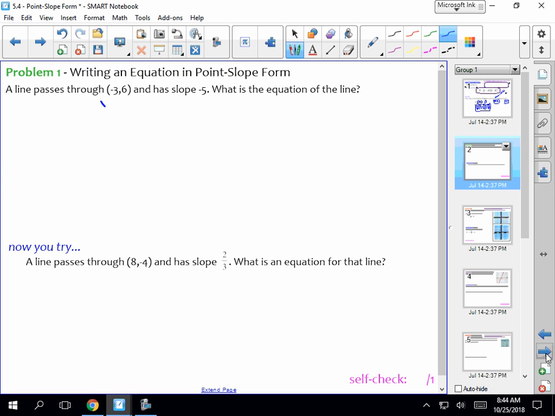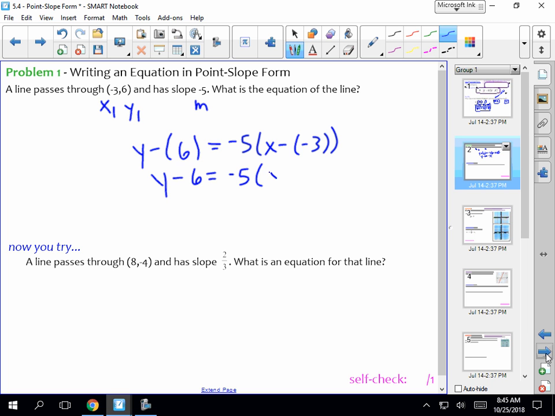So this is my x1, this is my y1, this is my m. So it's y minus what? 6. The 6 comes first. So just remember that. It's the y that comes first. Equals -5, x minus -3. And then you just rewrite it. Y minus 6 equals -5, x plus 3. And that is the equation of the line in point slope form.